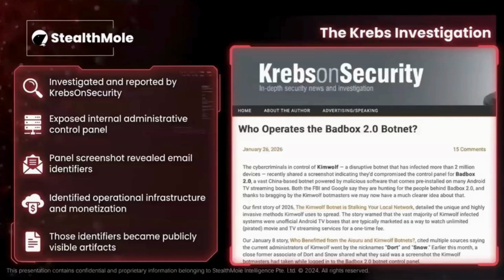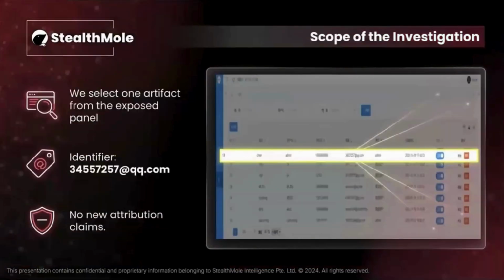Krebs on Security, last month in January 2026, released a report on who operates the BadBox 2.0 botnet. According to that report, administrators behind another botnet named Kimwolf claim to have compromised BadBox's internal administrative control panel. As proof of that compromise, they actually released a screenshot. Now, the screenshot is really important. I tried to fit it in the slides, but it's still not clear. So I would like to ask Jacob to share the link to our report so everyone can take a look at this.